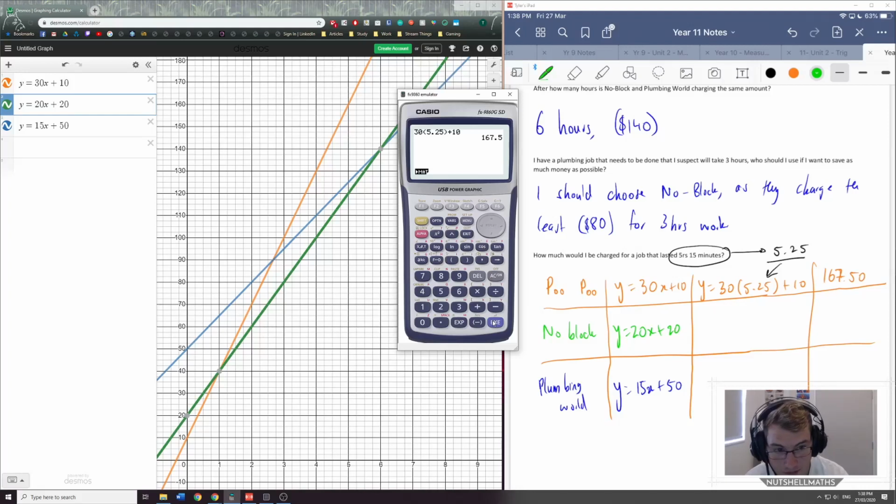Now, this is one of the hardest ways to do it, but it's also more valuable to be able to do it this way rather than just look at the image. So please let me know if you don't understand this. We are substituting in the time to find the cost of the three. No Block. We know that No Block should be the cheapest, right? Because we can see that from the image or from our graph. 5.25 plus 20, 125.